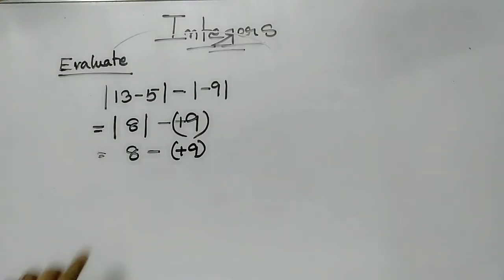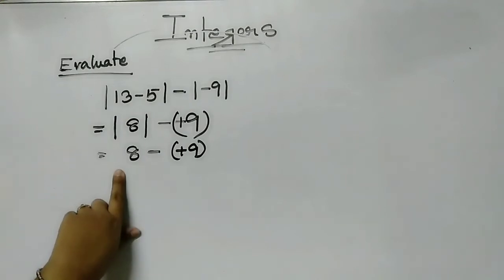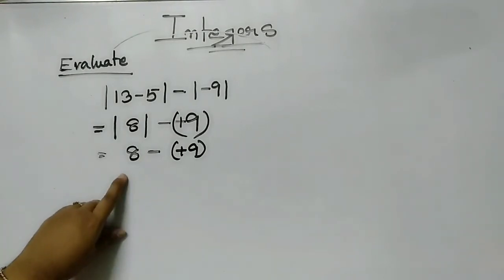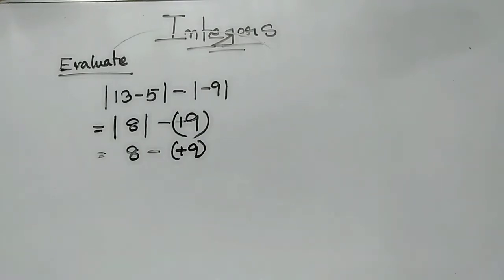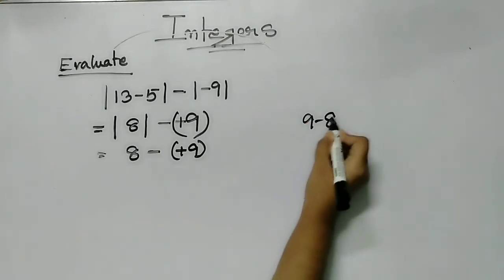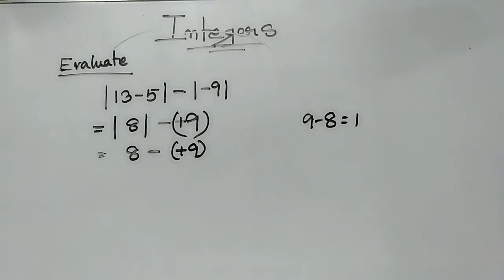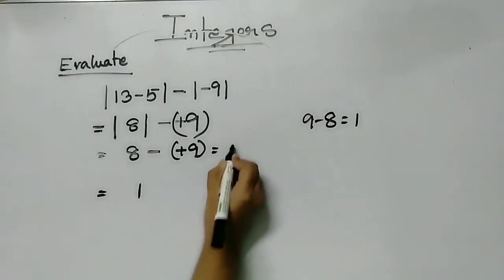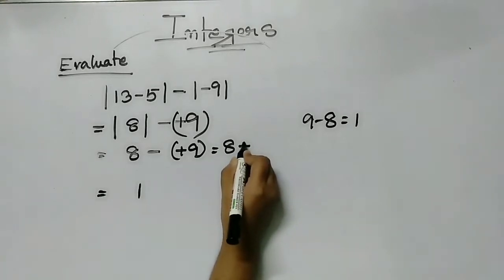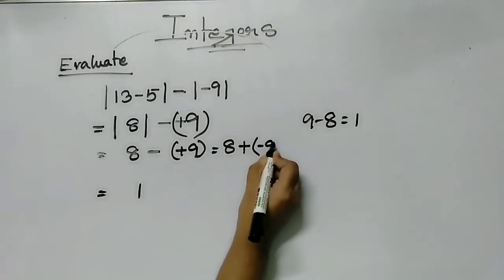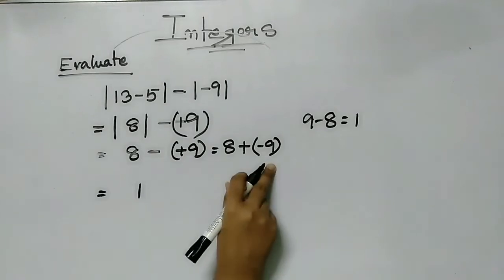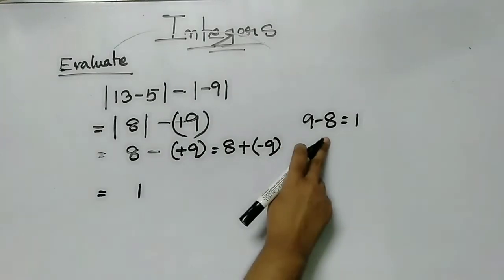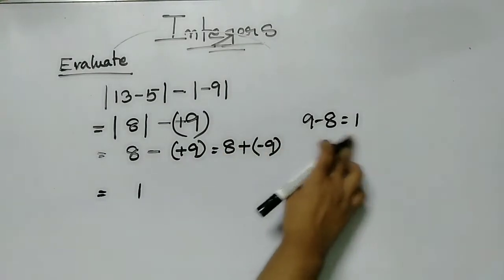So we have to subtract these numbers. So for subtraction, we have to subtract smaller number from greater number. So 9 minus 8, 1. And what will be the sign? This means 8 plus minus 9. This is the same rule as addition. So 9 minus 8, we have to subtract this. 9 minus 8 equal to 1.